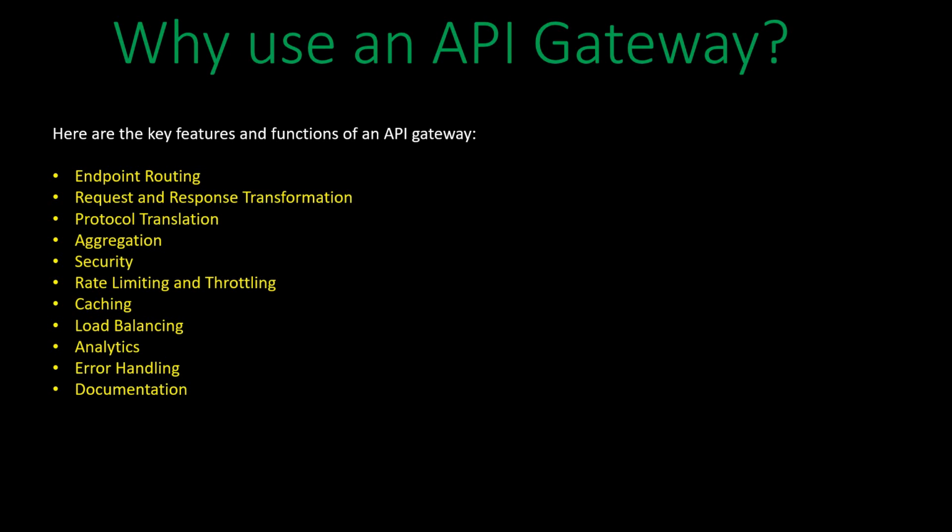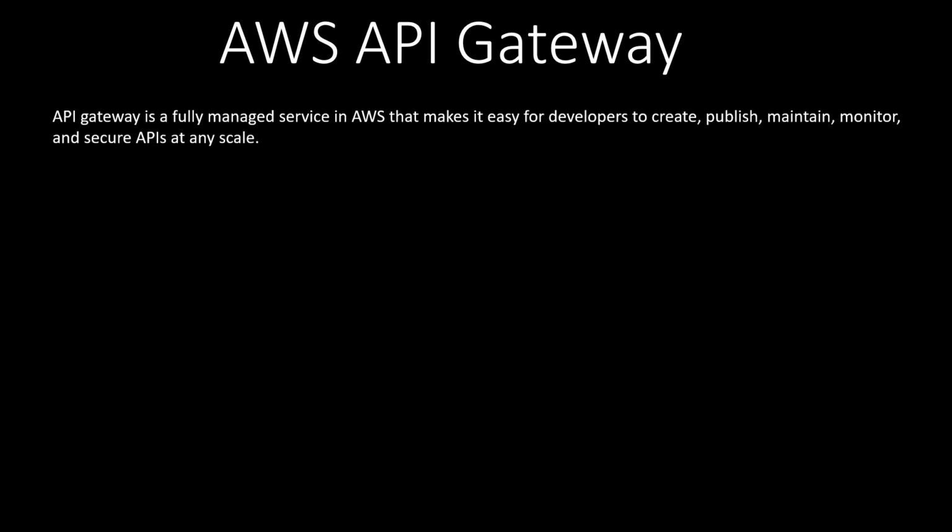Documentation. Many API Gateway tools offer features for generating and hosting API documentation, making it easier for developers to understand and use the API. So these are some of the key features of API Gateway. Now let us talk about Amazon API Gateway.